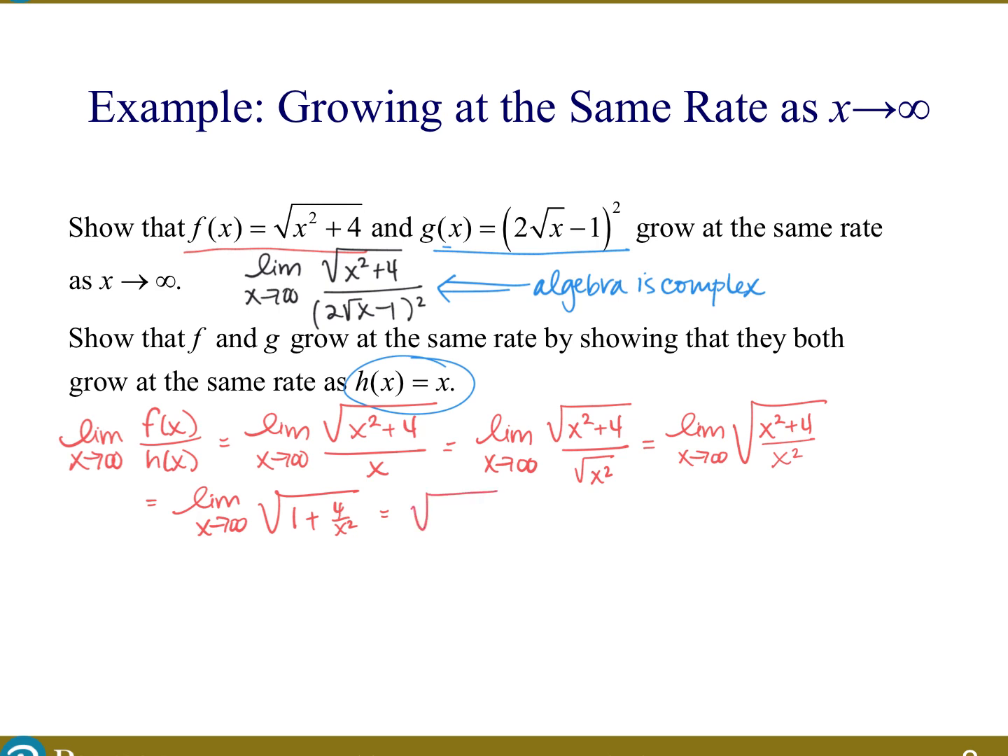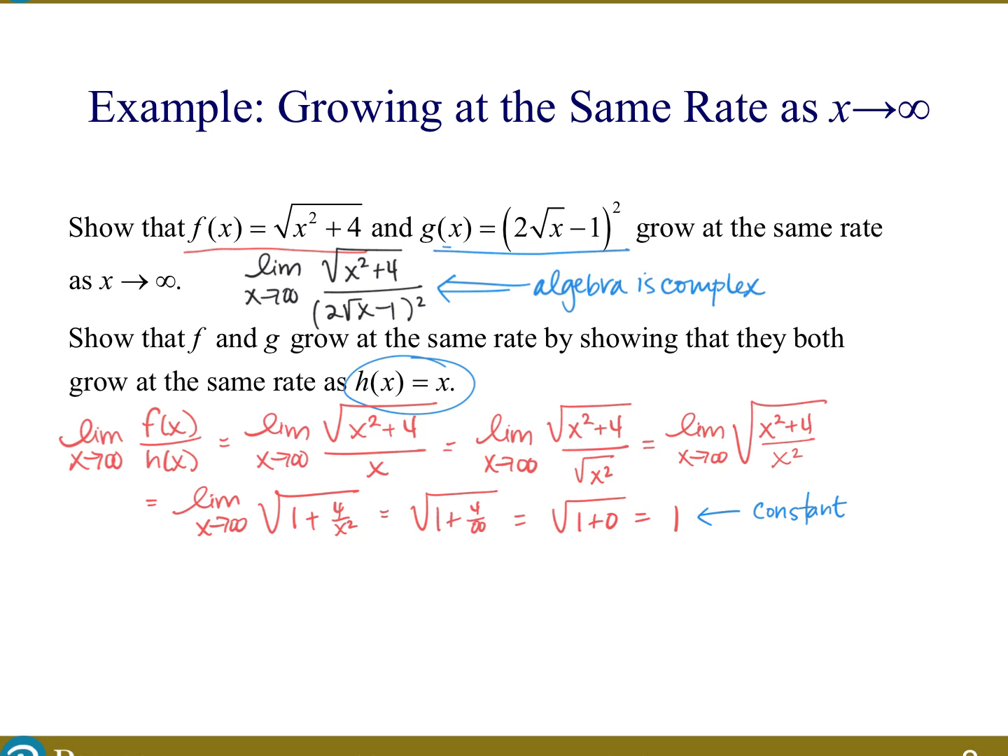And then when I substitute in infinity, and I get a denominator of infinity, that'll give me the square root of 1 plus 0, or 1. And because I got a constant, the implication is that those two things grow at the same growth rate.